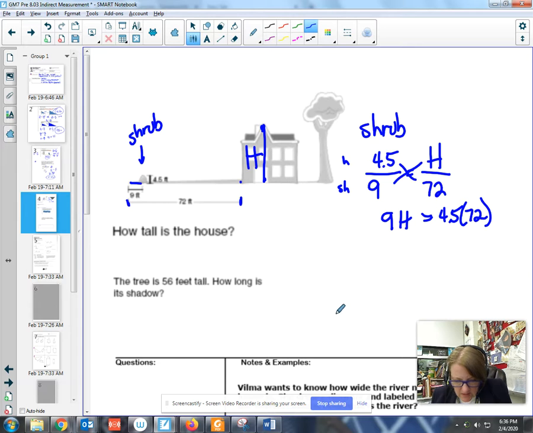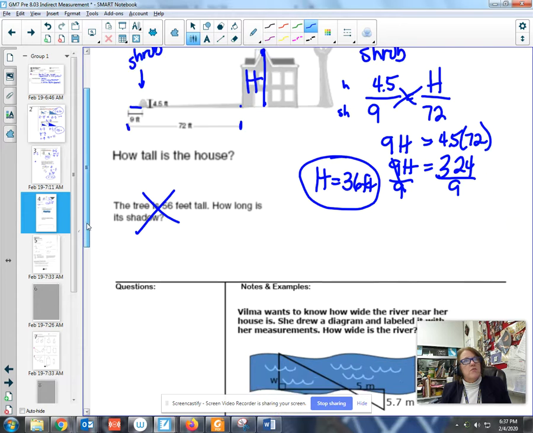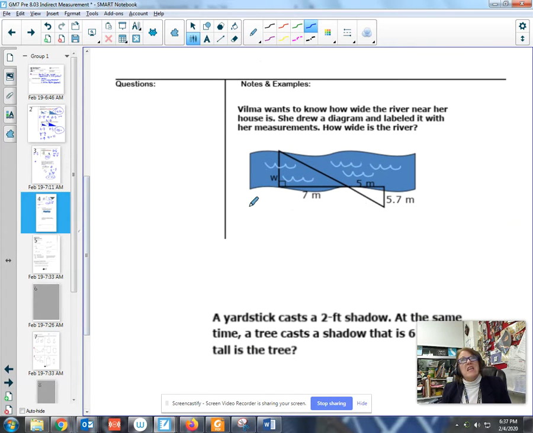Let's see here. I think that gives me 324. And then simplify by dividing both sides by 9. And you should get the height of the house is 36 feet. Circle it. Cross that one out, okay? Cool. All right, 2 more. Let's go to this next one. Here's one that's crisscrossed or flipped around.